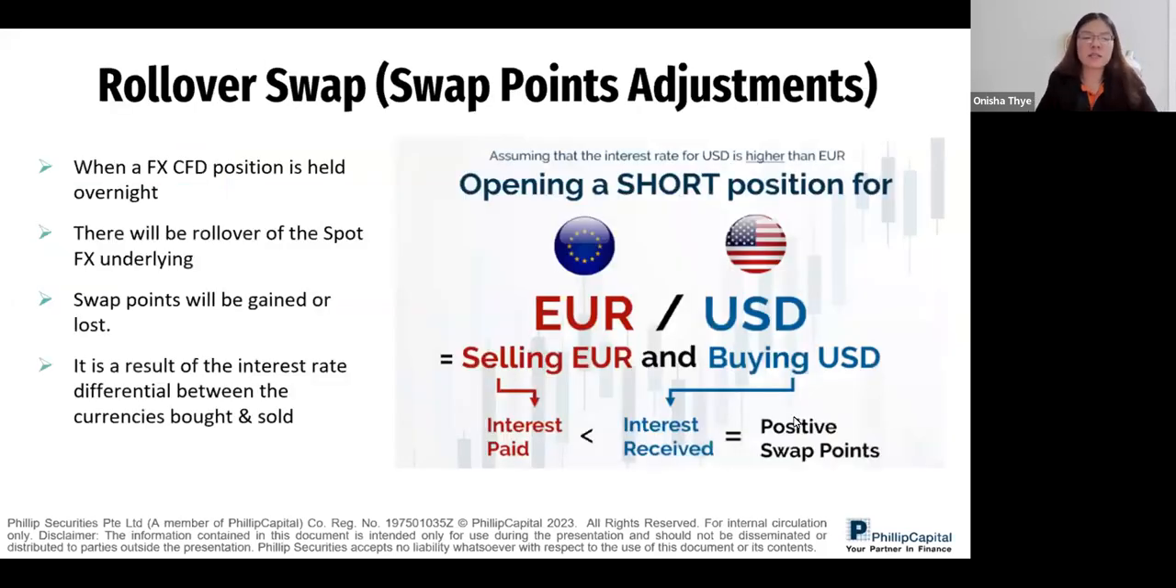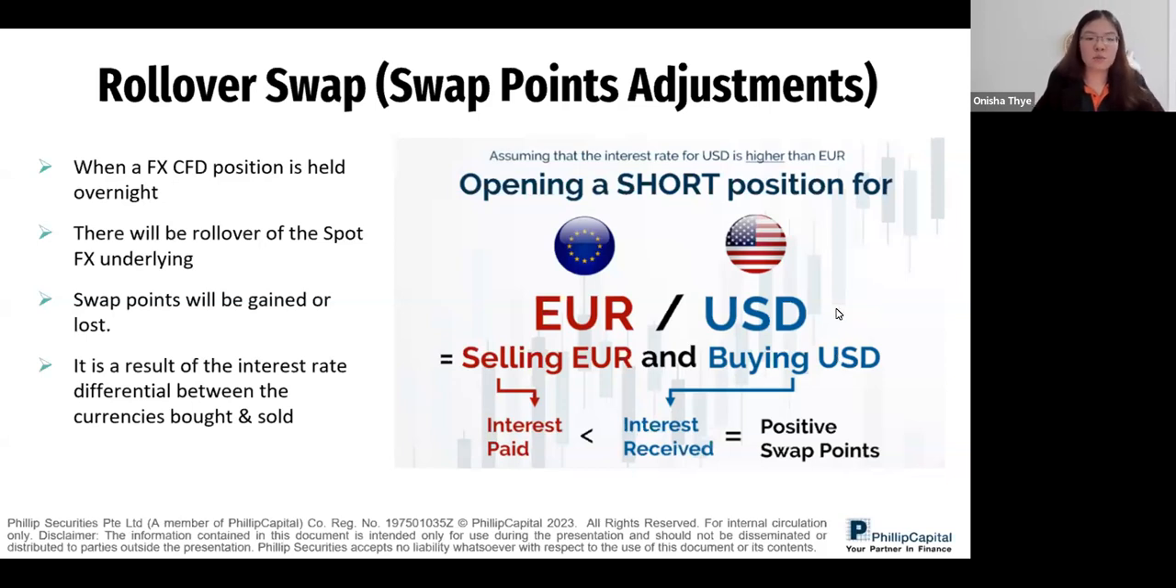In FX CFD, we have something called a rollover swap, which is also known as the swap points adjustment. This is when you hold our FX CFD position overnight, there will be a rollover of the spot FX underlying, and swap points will be gained or lost. This is because of the interest rate differential between the currency bought and the currency sold. So what do I mean by that?